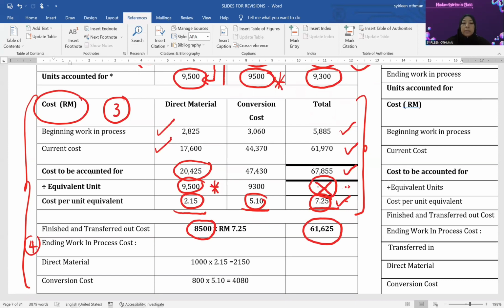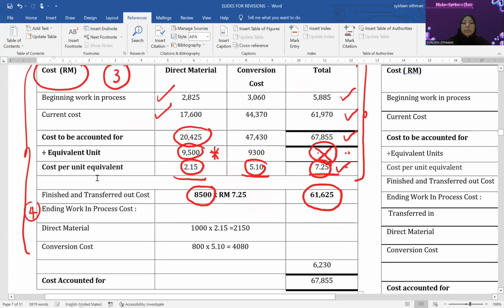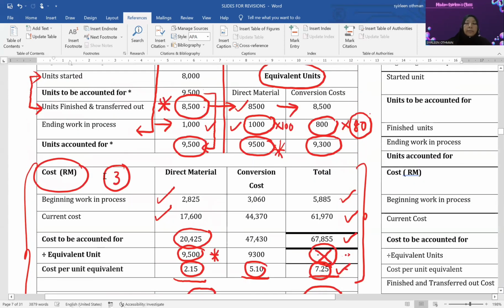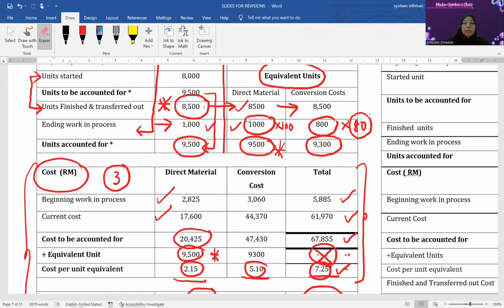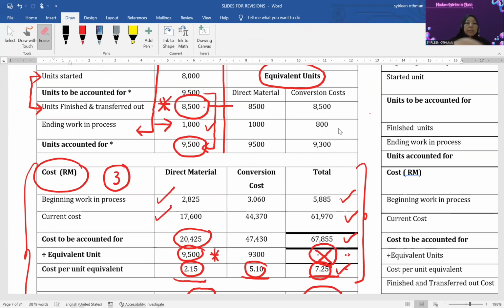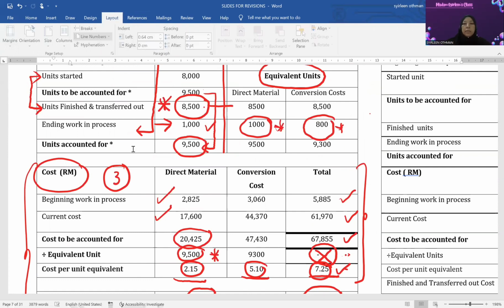Okay, and then next we are going to calculate the ending work in process cost. So nak kira ending work in process cost, kita kena guna the ending WIP unit. So 1000 dengan 800 ni is actually taken from here. Okay, I'm going to clear the table for you. Alright. So bila saya nak kira ending work in process cost, I will use 1000 dan 800 di sini. Okay, this one. Okay, kita akan bawa ke bawah lah.